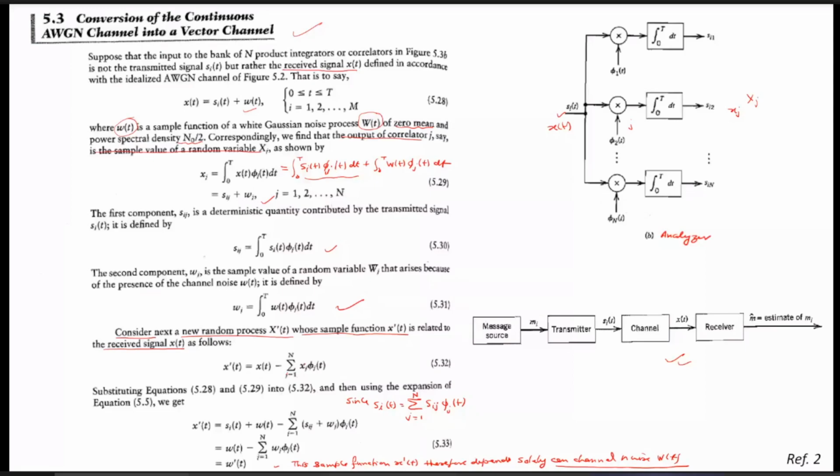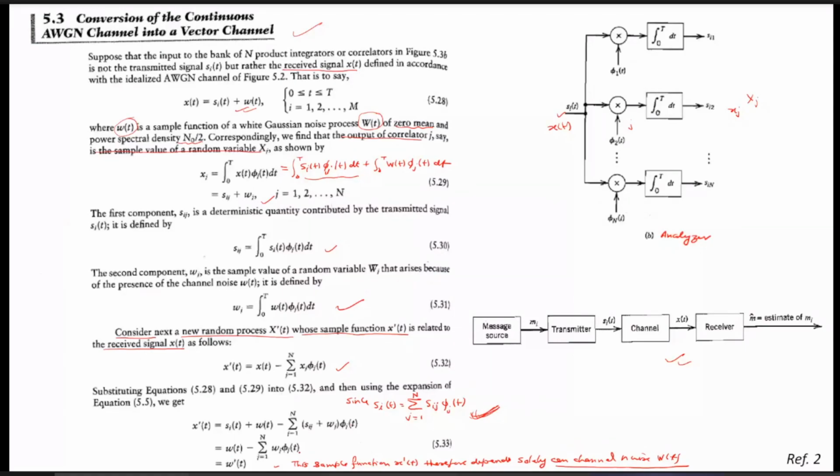Suppose we define another random process x dash t, given by this one. Then x dash t we can write as x t minus the summation term, where x t is nothing but s i t plus w t, the effect of signal plus noise, and x j is nothing but s ij plus w j. If you simplify further, since s i t is equal to the summation of s ij phi j t, which we have already studied earlier, these two terms will cancel out. So x dash t we can write simply as w t minus the summation of w j phi j t.